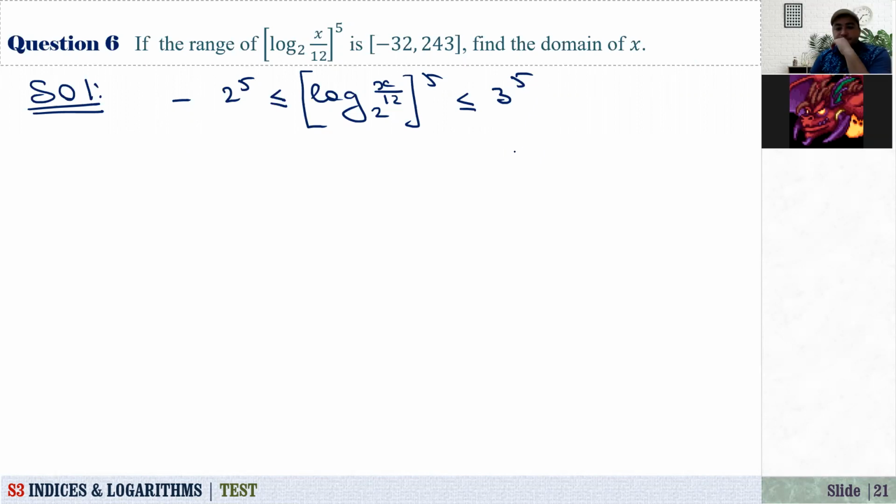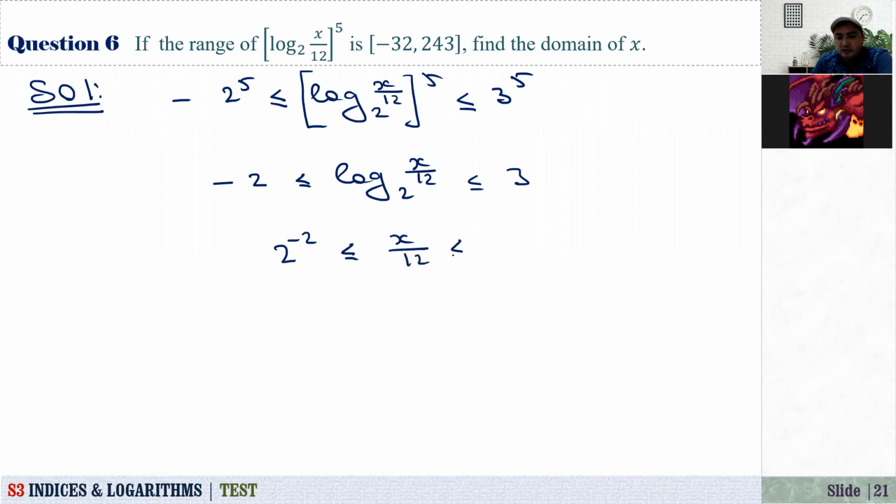So now, since the powers are odd, we can just drop the powers. So that is equivalent to this inequality: minus 2 less than or equal to the logarithm of x over 12 to the base 2, less than or equal to 3. So by the definition, that is 2 to the power of negative 2 less than or equal to x over 12 less than or equal to 2 cubed, right?